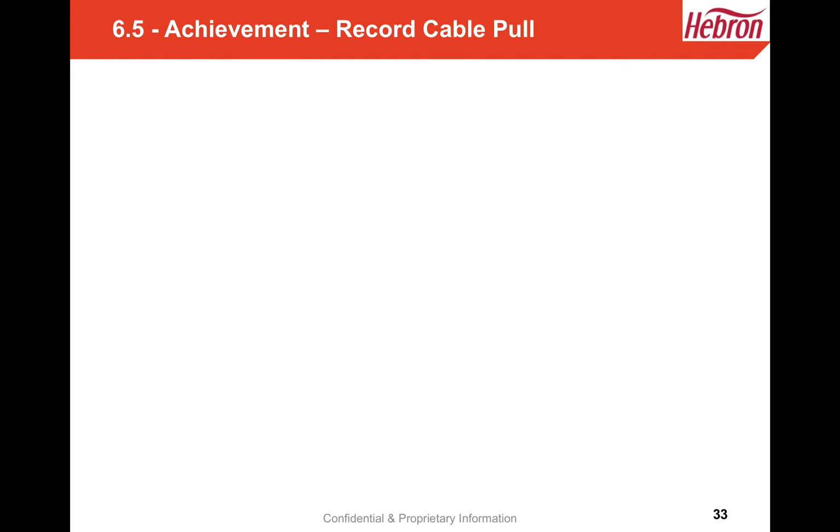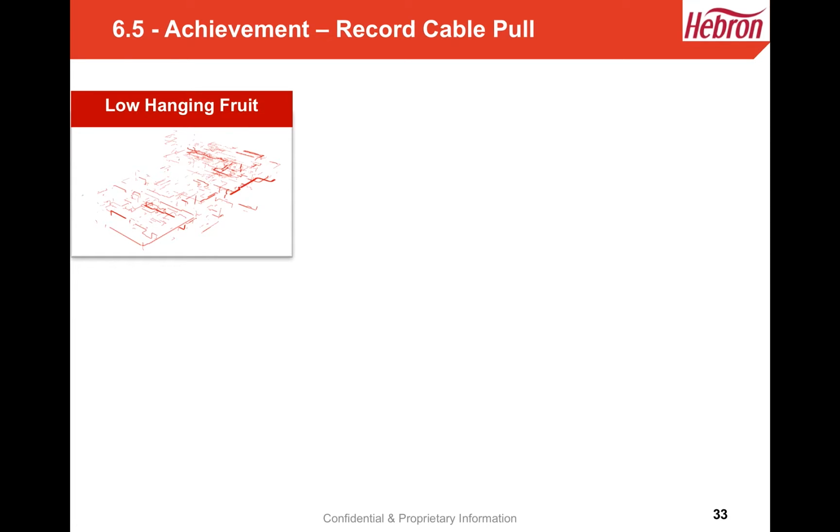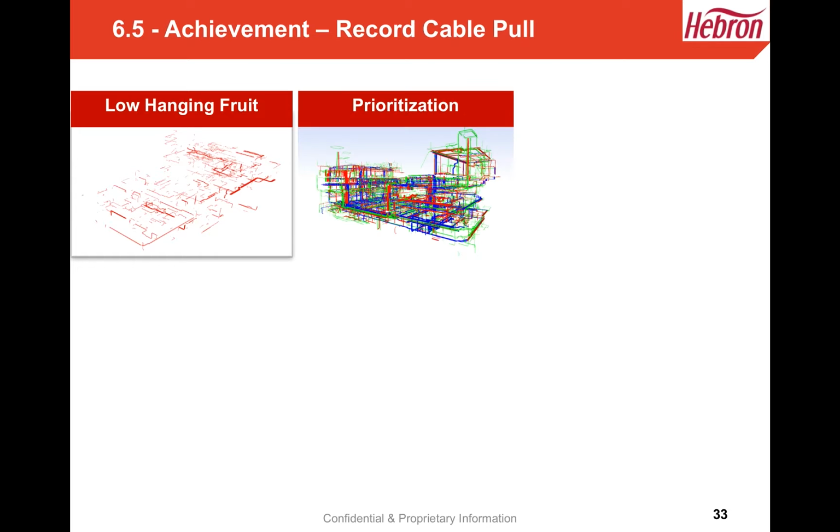So in order for us to achieve the record cable pull that we needed, what we first started doing was identifying the low-hanging fruit. So based on the granular nature of our punch categories we had applied into BIM360, we were able to identify things that were easy to complete. So this graphic here represents all the tray that just needed bolts adding. So this was things like our low-hanging fruit.